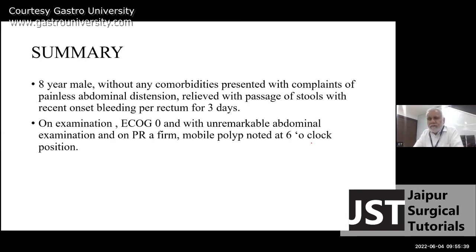When you are answering a theory question, yes, you mention all possible causes. So that is the difference between theory and clinical.